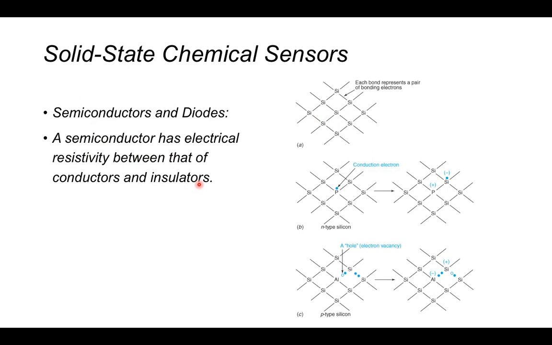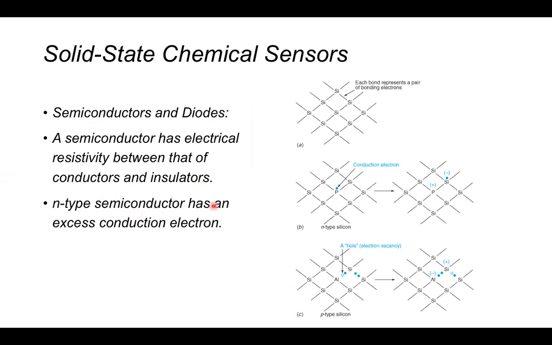And silicon is one of those things. Silicon is capable of conducting electricity, but usually we dope it with something to either reduce the number of electrons that are present or increase the number of electrons which are present. So an N-type semiconductor has an excess conduction electron. So we change the silicon for a phosphorus. This electron is not used in the bonding, and so it's extra.